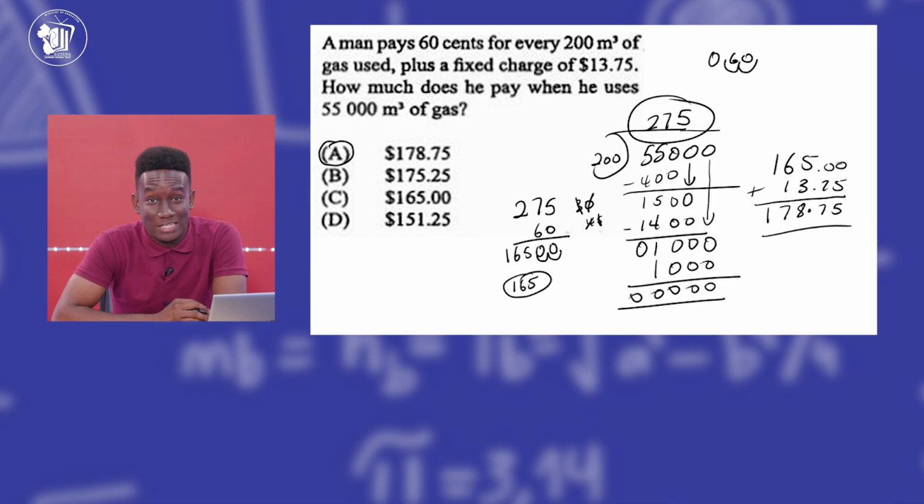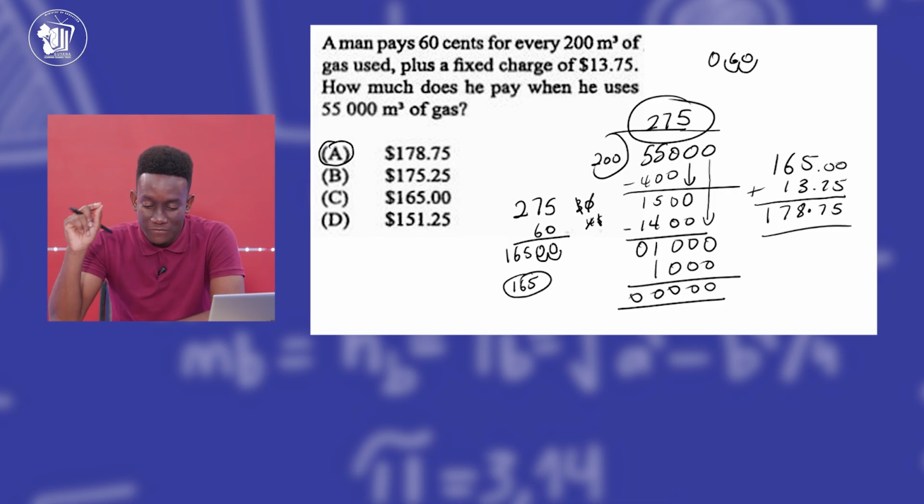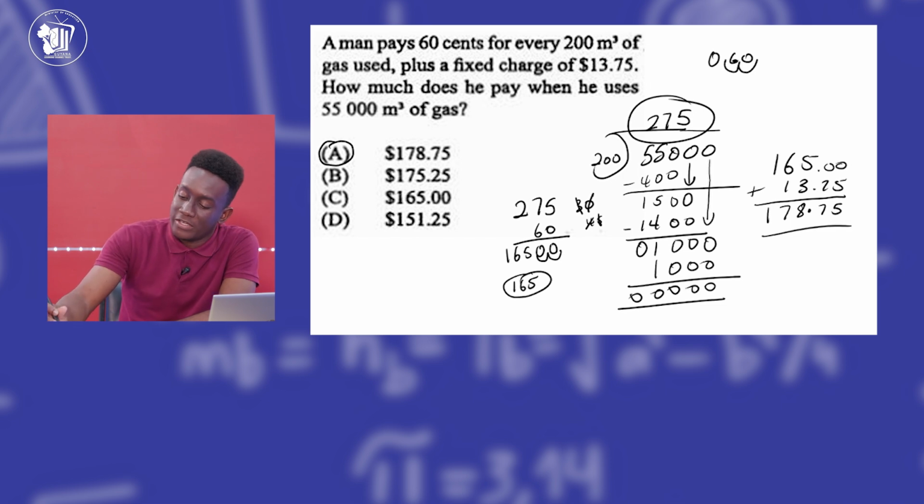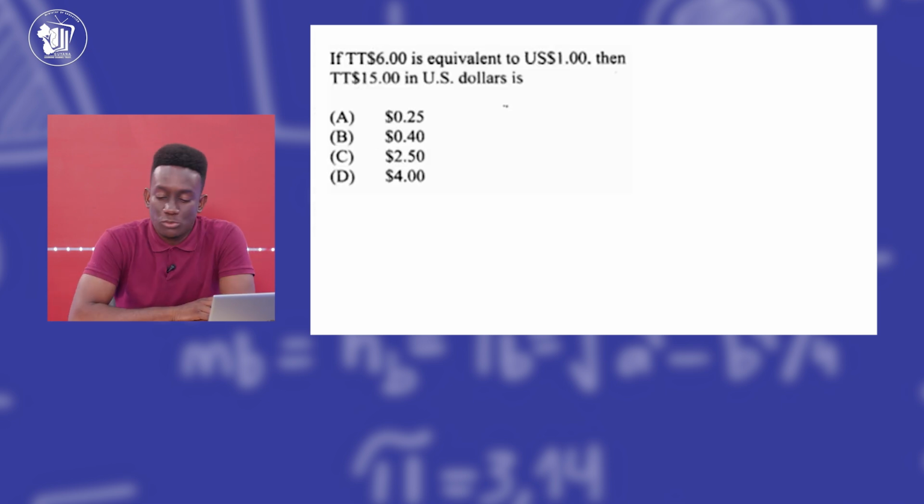So we had to do some calculation there, and that's how you do that calculation. So we find the amount of 200 in the 55,000. We multiply that by the amount of money he pays for every 200, and we add the fixed charge. We cannot forget to add the fixed charge. So let's move on to the next question.